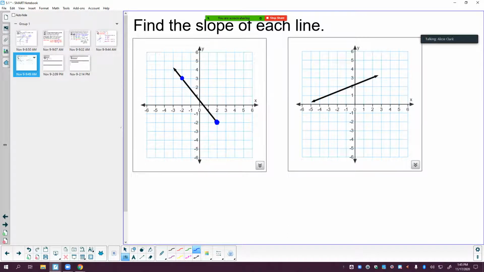So I'm going to figure out, okay, if I start up here and I go down and to the right, how many units that I have to go down and to the right. Okay, now you can also start here and go up and to the left, and you will get the same answer either way. Okay, so I'll show you both ways. So it's always going to be rise over run.